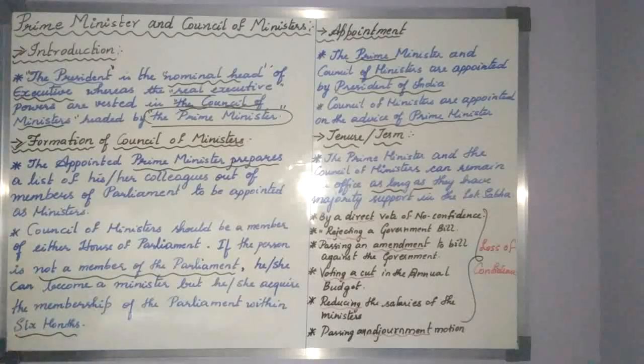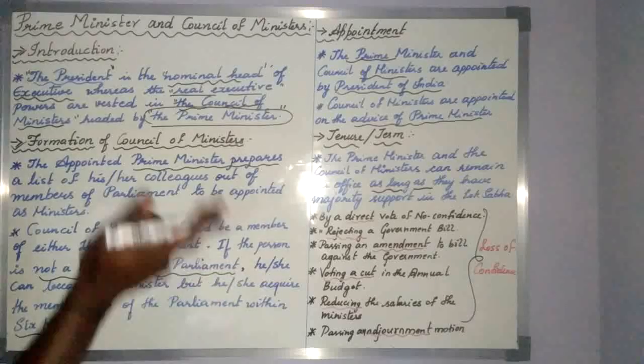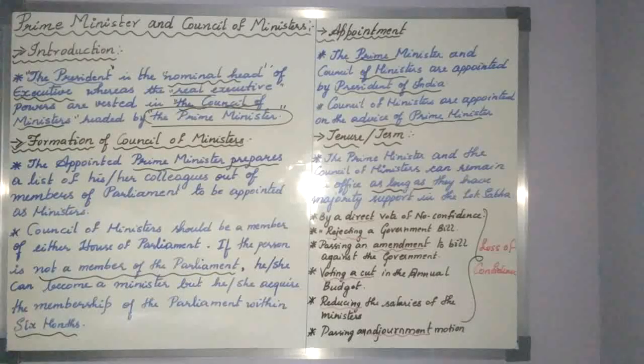This is very clear in Article 75 of the Indian Constitution. When we talk about the formation of the Council of Ministers, it very clearly says that the Lok Sabha election takes place first. Every 5 years once, the Lok Sabha election will be taking place.